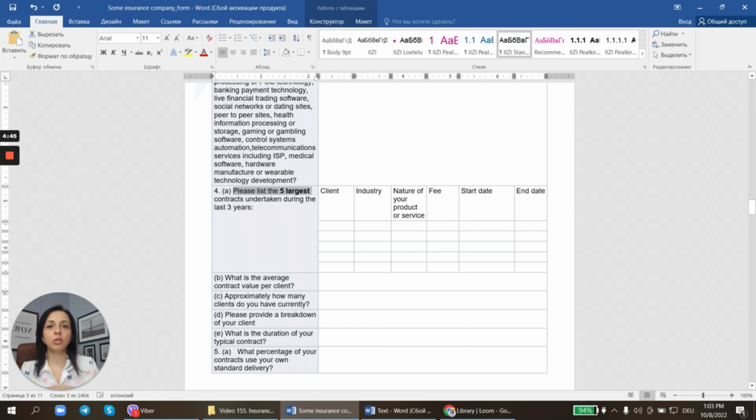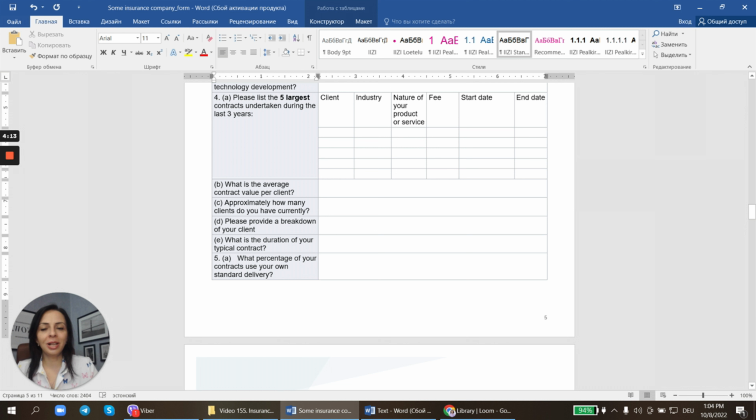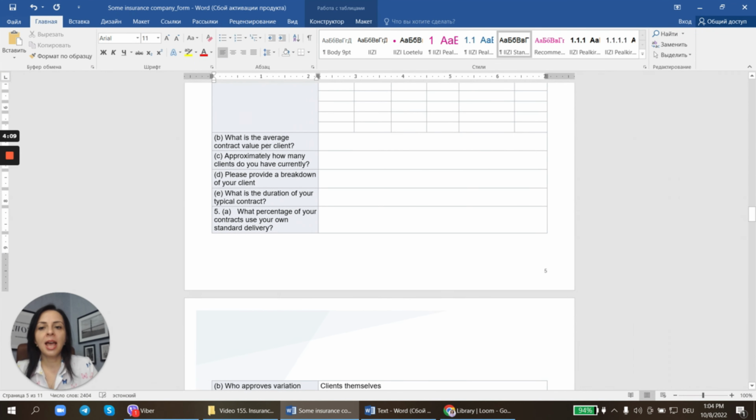So they also want to know everything about your clients, industry, nature of your product or service, fee, how much you got from that client. What is the average contract value per client? Approximately, how many clients do you have currently? Please provide a breakdown of your client. What is the duration of your typical contract?